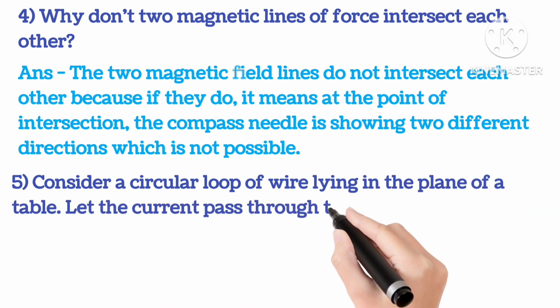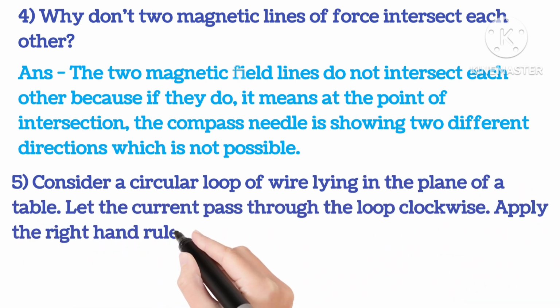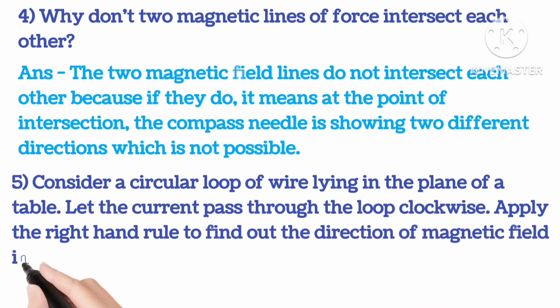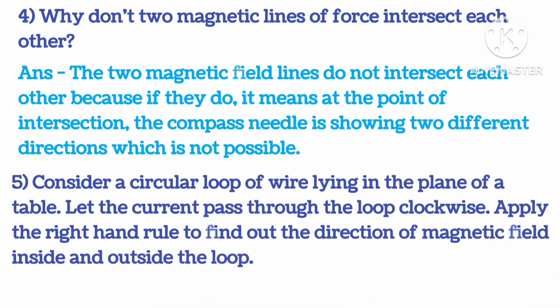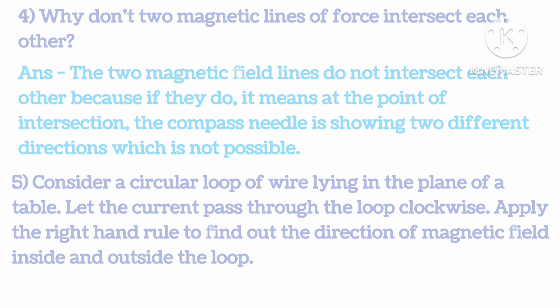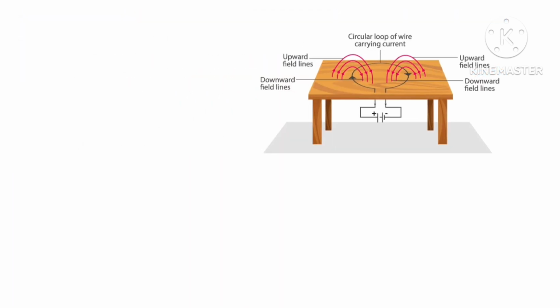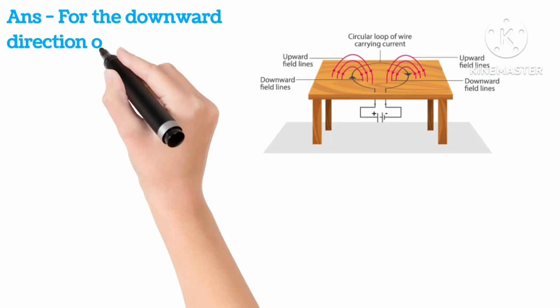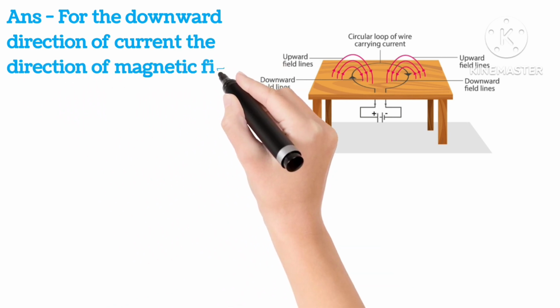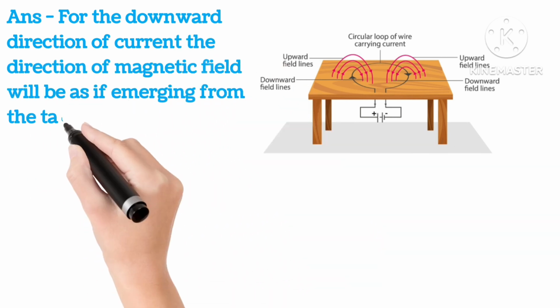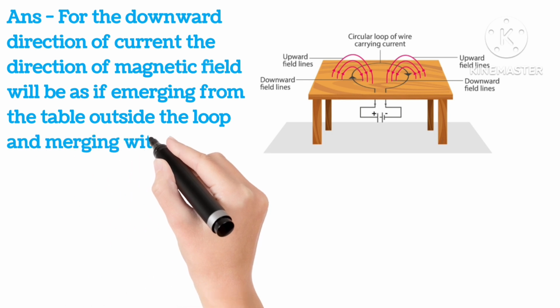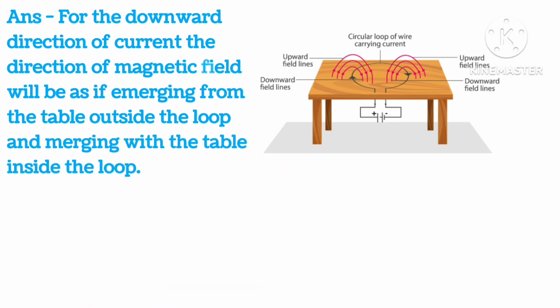Consider a circular loop of wire lying in the plane of the table. Let the current pass through the loop clockwise. Apply the right-hand rule to find out the direction of the magnetic field inside and outside the loop. As you can see here, for the downward direction of the current, the direction of the magnetic field will be as if emerging from the table outside the loop and merging with the table inside the loop.